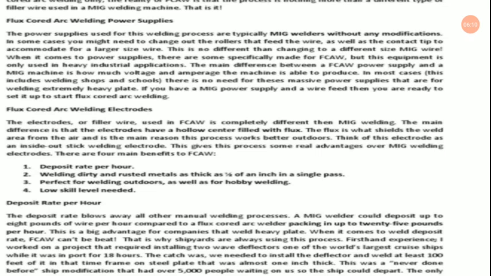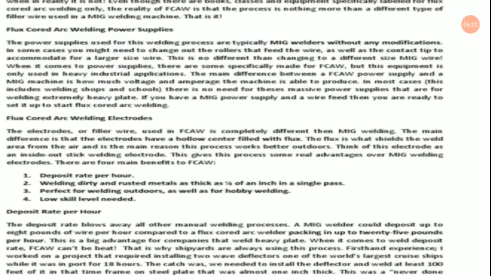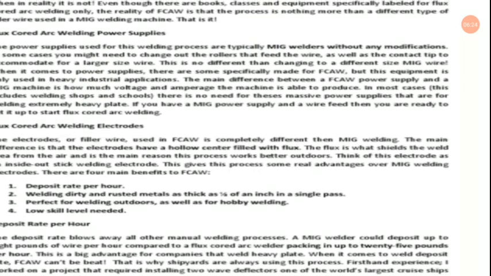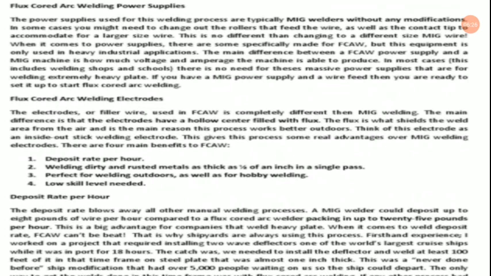Okay, so what do we have here? Flux core arc welding power supplies. The power supplies used for this welding process are typically MIG welders without any modifications. In some cases you might need to change out the rollers that feed the wire, as well as the contact tip, to accommodate a larger wire size. This is no different than changing to a different size MIG wire.